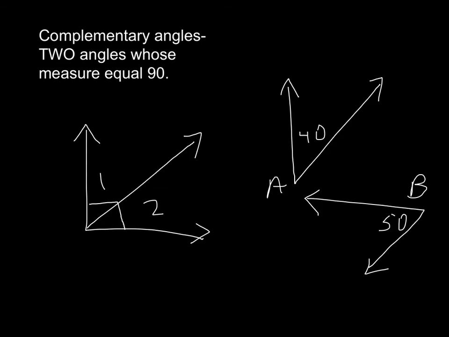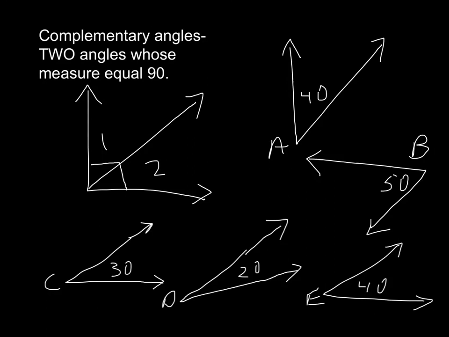Our next type of angle pairs are complementary angles. Complementary angles are two angles whose measures equal 90, such as angles 1 and 2. We know they add up to 90 because of the right angle symbol, and angles A and B add up to 90 because one's 40 and one's 50. However, angles C, D, and E, even though they add up to 90, would not be considered complementary angles because complementary angles are two angles that add up to 90 degrees. So B and E would also be complementary angles because that's two angles that add up to 90.